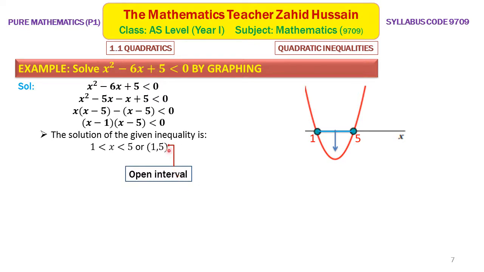In the case of interval, when points are not included, we put parentheses, round brackets, and this interval is called an open interval. If these points are included, if there is a less than or equal to sign, then we will put a square bracket here, and that will be called a closed interval, but in this case it is an open interval. So this is the solution of a quadratic inequality by graphing.